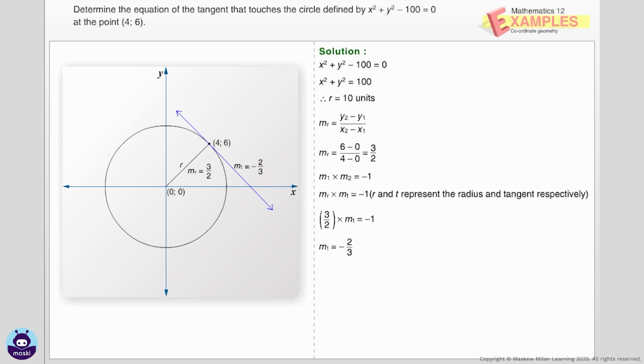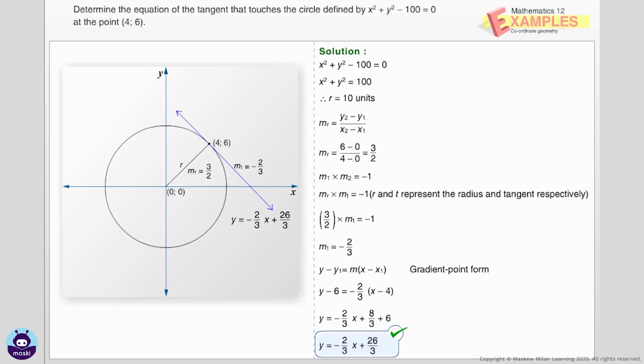Using the gradient of the tangent and the point of contact, we can determine the equation of the tangent. Substituting the values, we get y minus 6 equals -2 over 3 times (x minus 4). Therefore, the equation of the tangent is y equals -2 over 3 x plus 26 over 3.